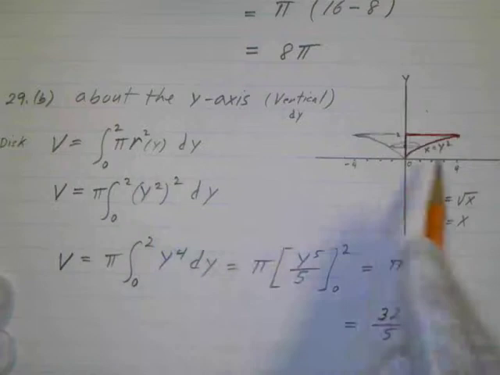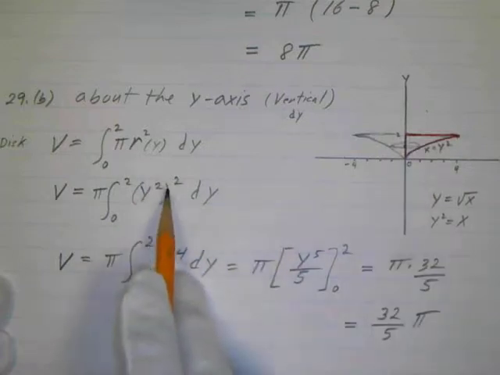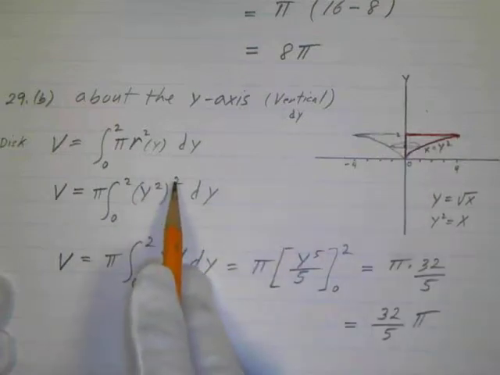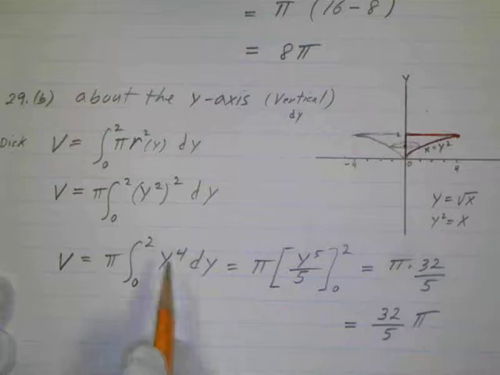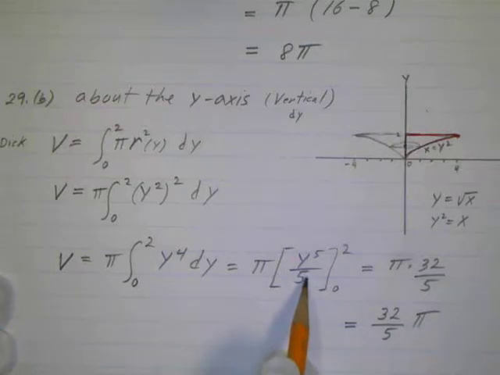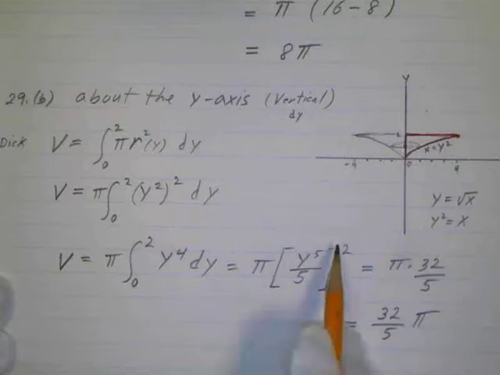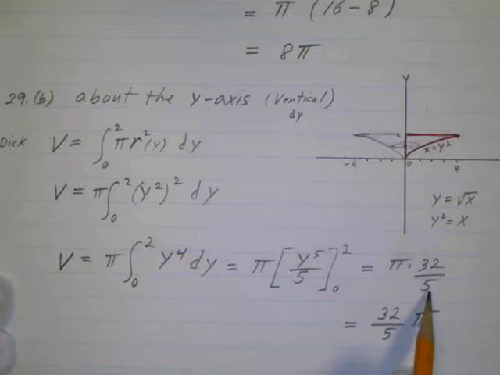So my radius is x, which is y squared. When I square that, that's going to be y to the fourth. Again, I took out my pi, so I'm going from 0 to 2, y to the fourth dy. Now if I take the antiderivative of that, that's pretty straightforward, just y to the fifth over 5, times pi, from 0 to 2. Then 2 to the fifth is 32, so I've got 32 over 5 times pi. So that's my answer, 32 fifths pi. Okay, so that's the B part.